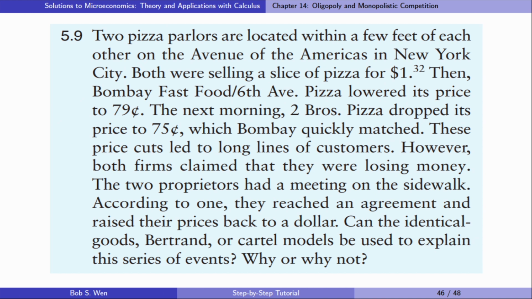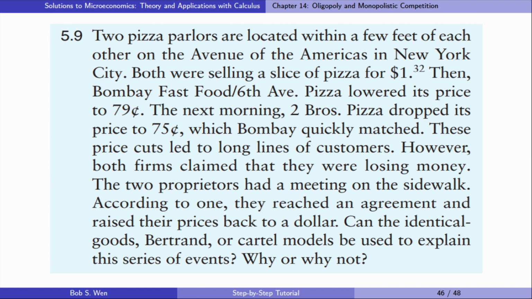Here's exercise 5.9. Two pizza parlors are located within a few feet of each other on the Avenue of the Americas in New York City. Both were selling a slice of pizza for $1. Then one of them lowered its price to 79 cents. The next morning, the other dropped its price to 75 cents.